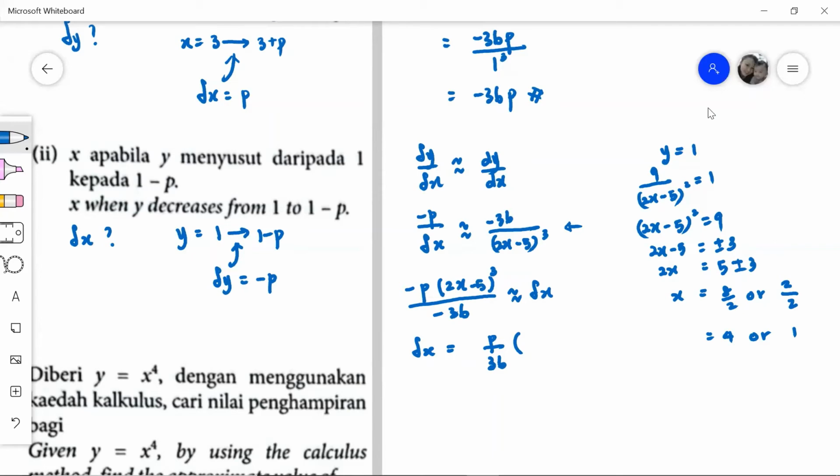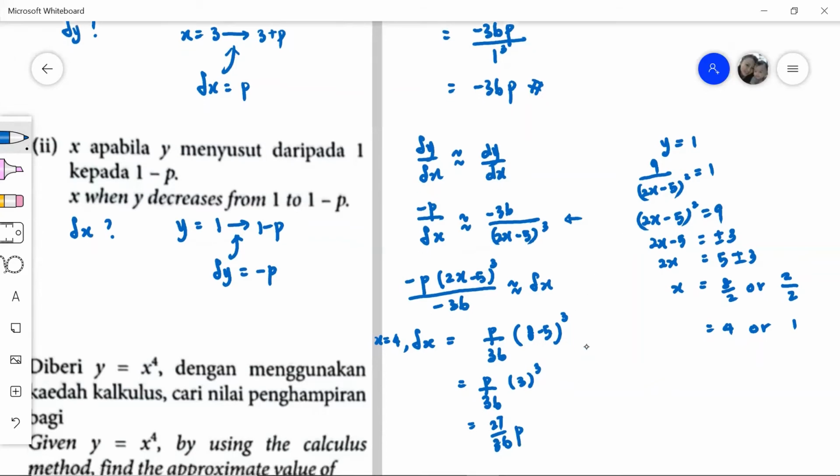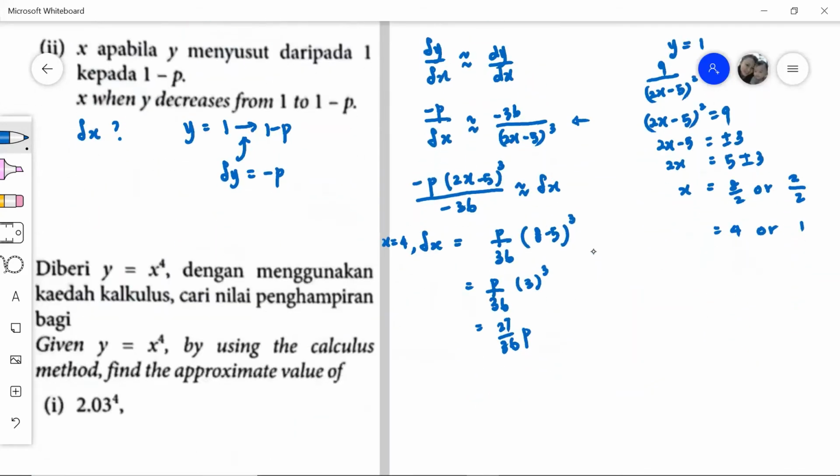So this is when x equals 4. The delta x will be p over 36 times (8 minus 5) cubed, so 3 cubed, which is 27 over 36 p. After we simplify, we will have 3 over 4 p.